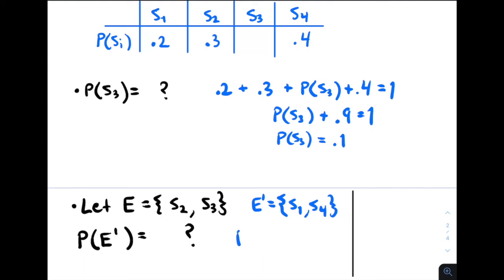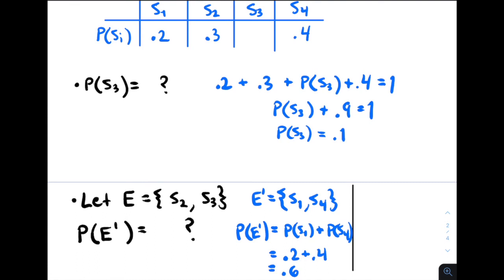So we would get that the probability of E complement is the sum of the probability of S1 and the probability of S4, which is 0.2 plus 0.4, to get the final answer of 0.6.